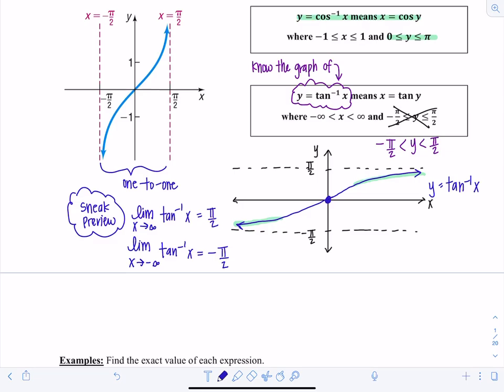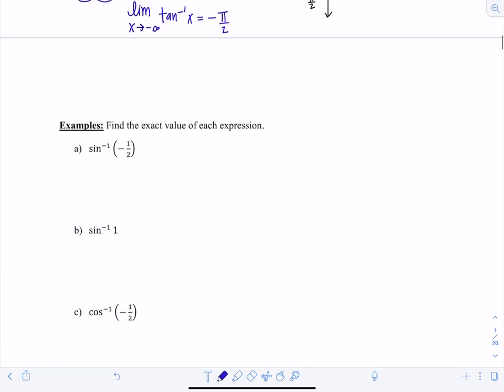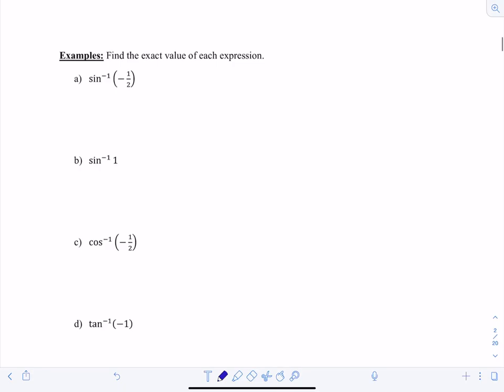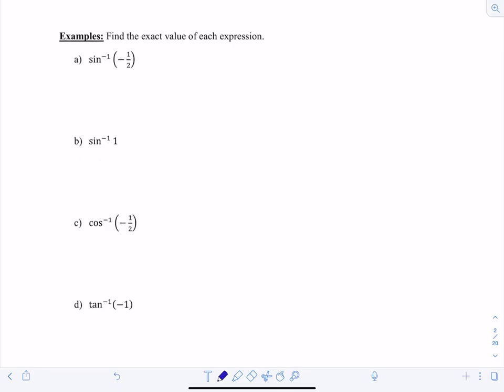Okay, lovely. So here we go. Let's look at some examples now. And a lot of this you have to just do in your head. I'll try to write out as much as I can for computation to help you. So first one is find the exact value of each expression. Sine inverse of negative 1/2. Now remember, the range on sine inverse is restricted from negative pi over 2 to pi over 2.